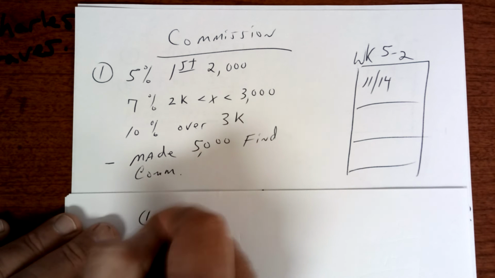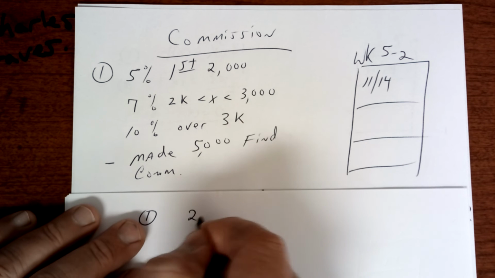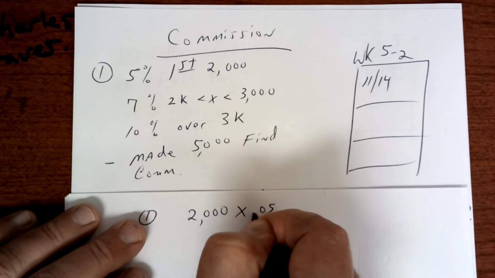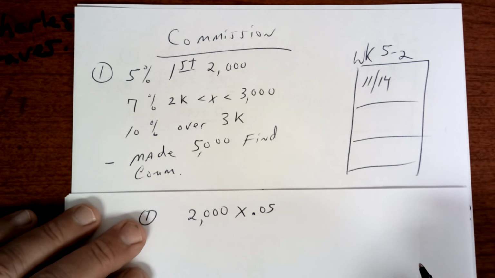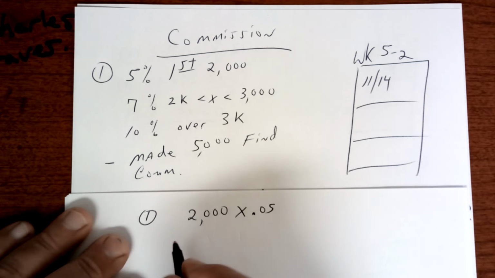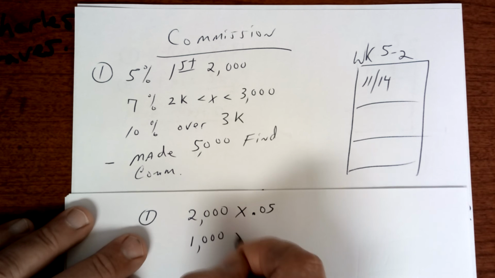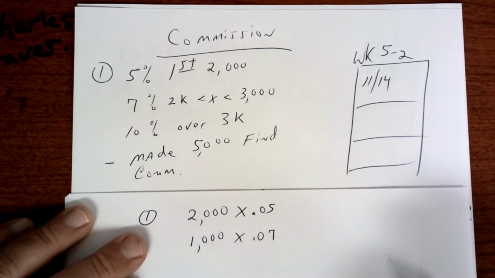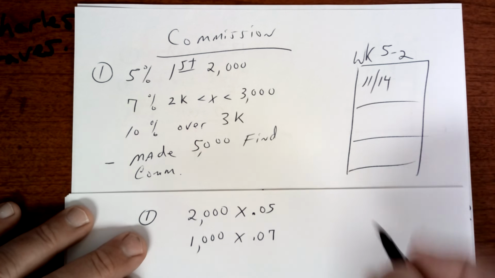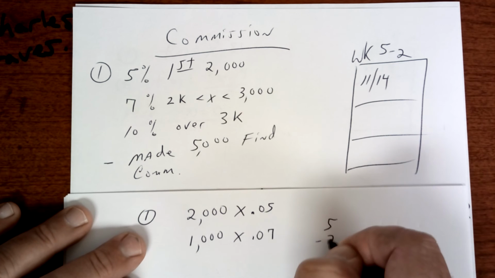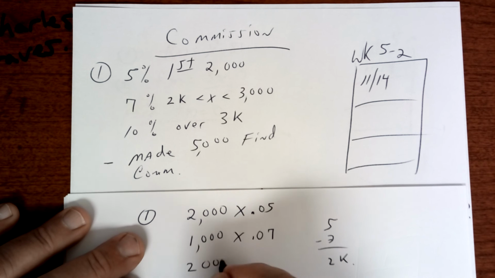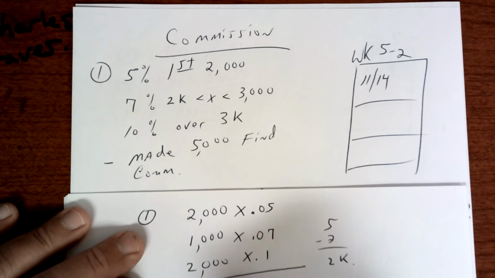Number one, you're going to take 2,000 times 0.05. You're going to take 1,000 times 0.07. And then 5,000 minus 3,000 is 2,000, so you're going to take 2,000 times 10%, 0.1. You're going to multiply that and add it up.